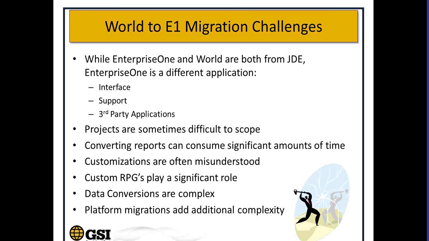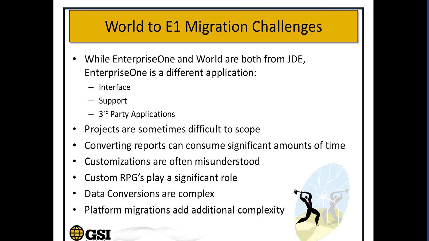Customizations, sometimes it goes along with the reports. Some people don't quite understand what's a customized object versus a standard object. So when you're trying to determine what somebody has there, and you've got a limited amount of time to review somebody's system before you are giving them an estimate on the overall project, that can be an area that gets overlooked. What is custom and what does need to be custom in EnterpriseOne? So those are some things that you really need to be paying close attention to.